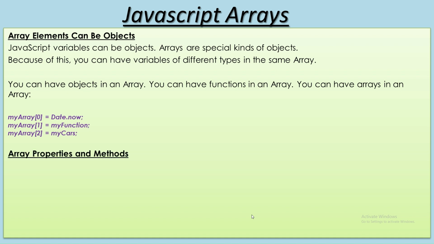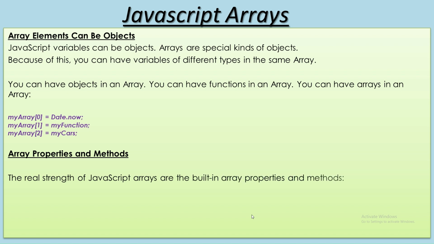Array properties and methods. The real strength of JavaScript arrays are the built-in array properties and methods. So cars.length will return the number of elements inside the cars array. cars.sort will sort the array.